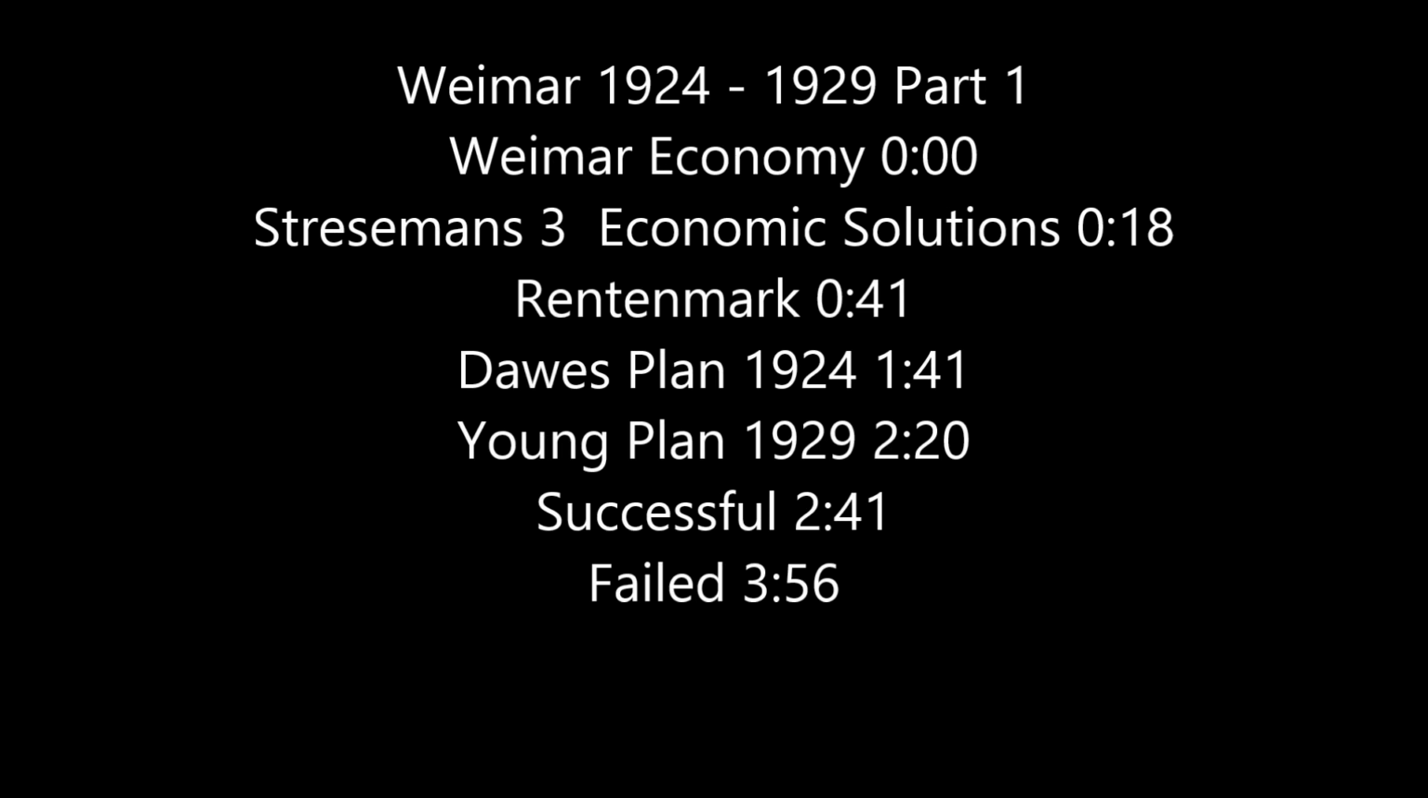Stresemann ended passive resistance as it had failed. It led to hyperinflation and crippled the government's money. It angered the French and was prolonging the Ruhr occupation. The Germans also started repaying reparations in the hope that the French would leave the Ruhr. The French also set up a commission to investigate problems with paying reparations.